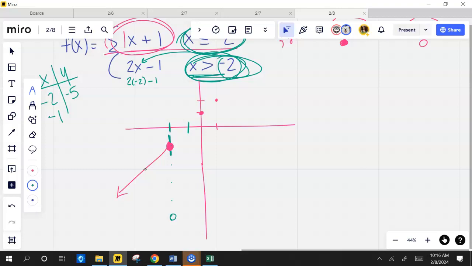All right, if you plug in -1, what do you get? 2 times -1 minus 1, -3. Okay, so that's -1, -3. There's that piece of that line. Okay, that's what a piecewise graph looks like.